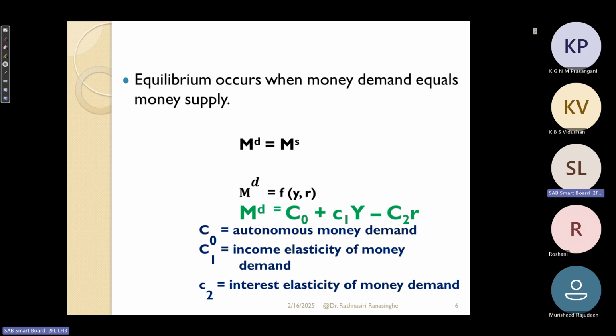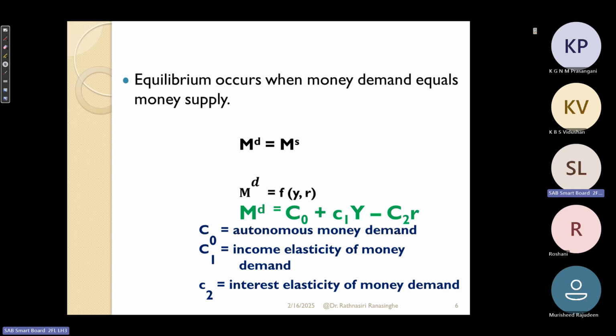Now we know that income positively affects money demand. Why? When income increases, money demand under the transaction and precautionary motives increases. That's why money demand is positively related to income. When the interest rate increases, money demand decreases, a negative relationship, under the speculative motive, because it's about expectations. If the interest rate is very high, people will demand bonds, and the share market goes down.